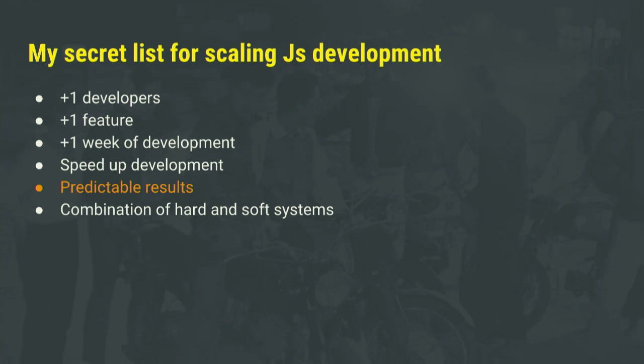Why do you want to scale? Well, most of the time, if you want to scale, what do you need? Well, you need a system. Why do you need a system? Well, you want to speed up development, and you want predictable results. What is a system? Well, a system is a collection of patterns that help you create predictable results. And most of the time, this is a combination of hard and soft systems.